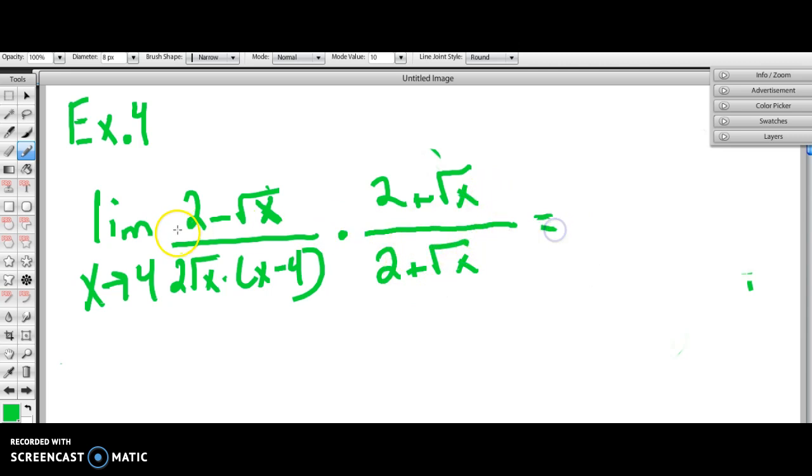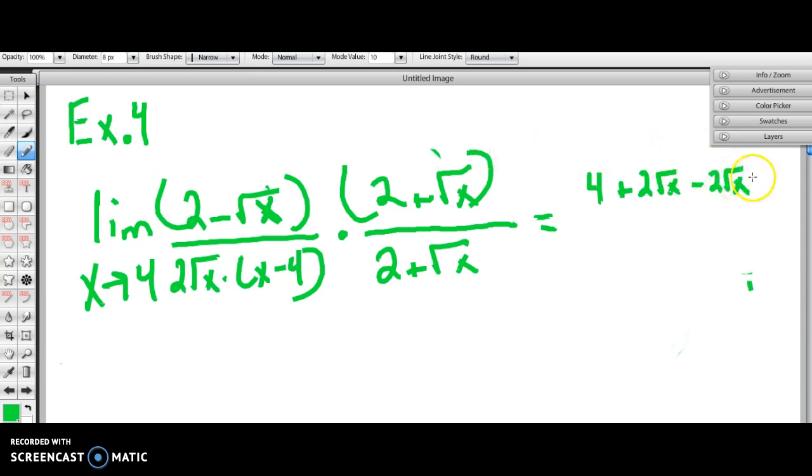All right, and now we're just going to use FOIL. We're going to multiply this. 2 times 2 is 4. 2 times square root of x is plus 2 square root of x. Negative square root of x times 2 is negative 2 square root of x. Minus x, because square root times square root is 1/2 plus 1/2, which is 1, so the exponent is going to be 1, which is just x, because the square root goes away, over 2 times square root of x times x minus 4 times 2 plus square root of x.